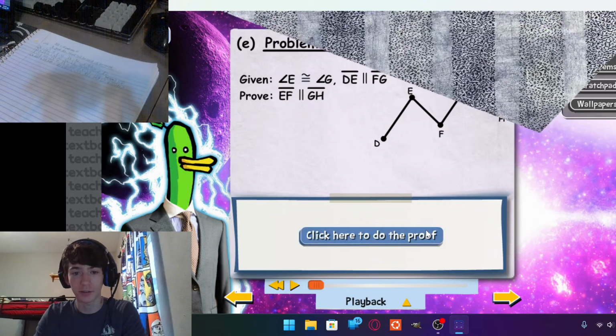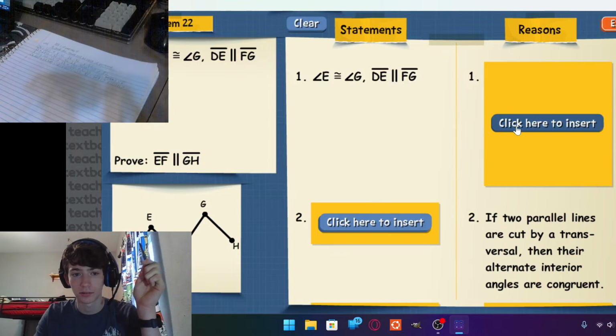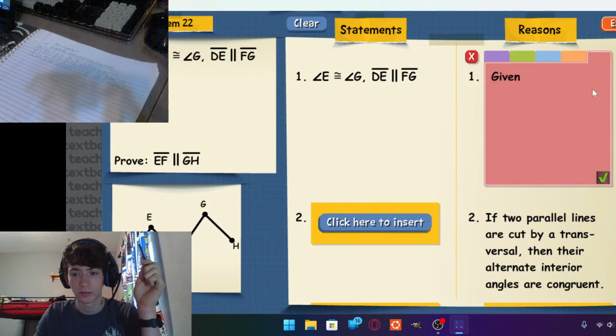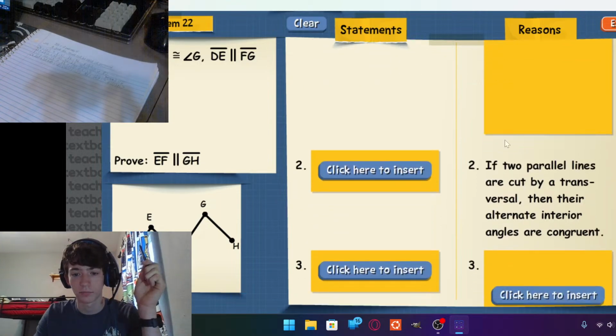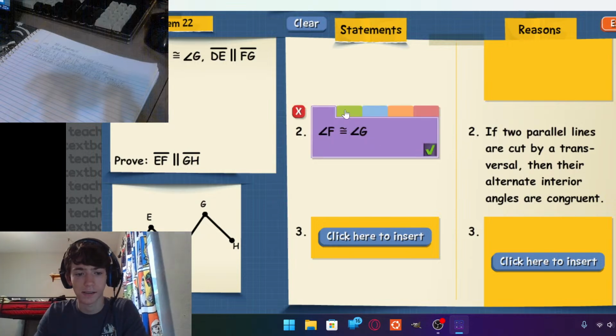I'm not going to get this right. I want to get it 100, but I'm definitely not going to get this right. You need to do this proof. You're given that angle E is congruent to angle G and that segment DE is parallel to segment FG. And you need to prove that segment EF is parallel to segment GH.